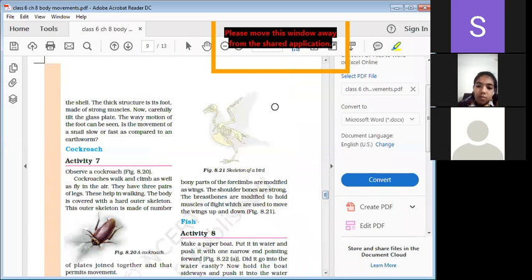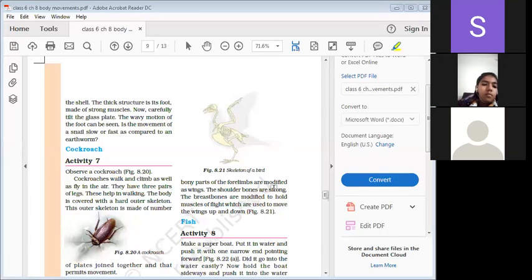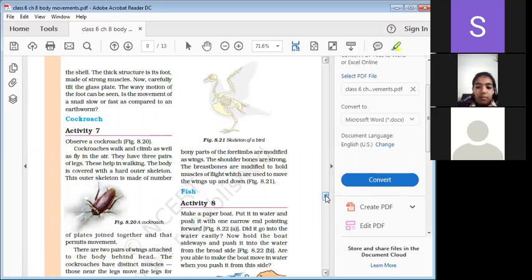Their structure is like the figure shown in figure 8.21. It is the skeleton of a bird. The bony parts of the forelimbs are modified as wings. Shoulder bones are strong. The breast bones are modified to hold the muscles of flight, which are used to move the wings up and down. Birds can fly because their bones are hollow, they have wings and they have a streamlined shape. What is the meaning of streamlined shape? Streamlined shape means the shape which is broader at the middle and thinner at the ends.